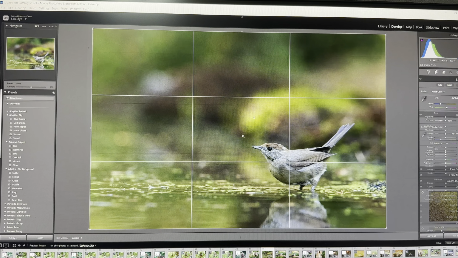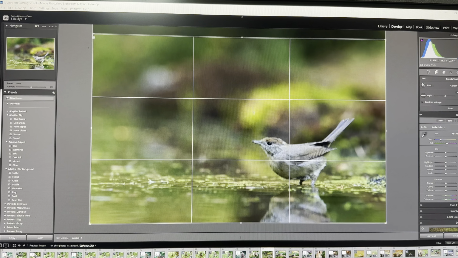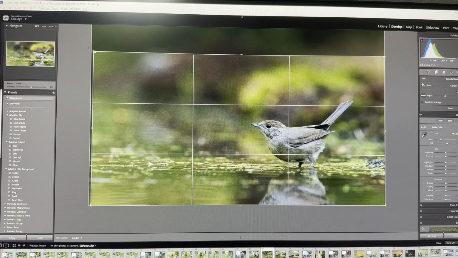If I just move it like this and crop it a little bit, now doing that, or allowing that, will give your photo a sense of motion and anticipation, like the animal is about to leave the frame or move somewhere else.